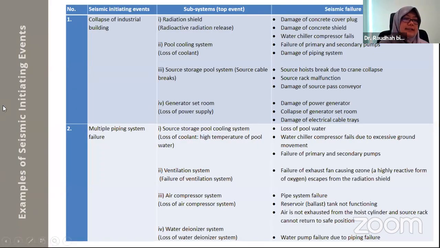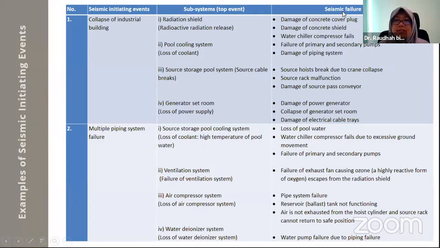Okay, next I'm showing the seismic initiating events. This is an example, and I'm showing just two. The first one we identified as a seismic initiating event is, let's say, a collapse of the industrial building. If the whole industrial building collapses, what will happen? Among the systems that are affected will be the radiation shield bunker, the pool cooling system, the source storage pool system, and also the generator set room, which falls under this initiating event.